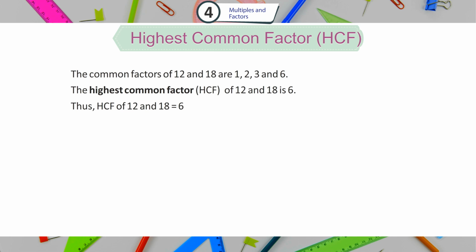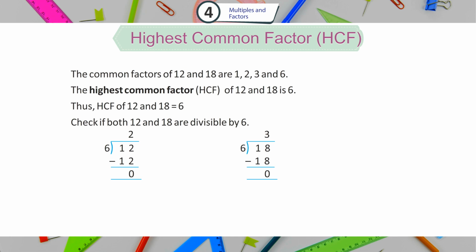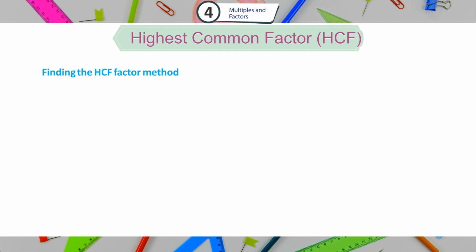Thus, HCF of 12 and 18 is equal to 6. Check if both 12 and 18 are divisible by 6. 12 and 18 are completely divisible by 6.